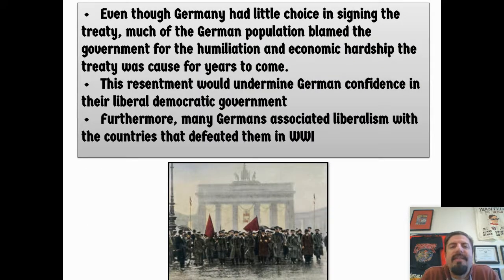Even though Germany had little choice in signing the treaty, much of the German population blamed the government, the Weimar Republic, for the humiliation and economic hardship the treaty was a cause for years to come. This resentment would undermine the confidence in this liberal democratic government. If you think about it, if your government is born out of defeat, it's pretty hard to establish confidence with the people. They're always going to long for the so-called good old days. Furthermore, many Germans associated liberalism with the countries that defeated them in World War I. Well, liberalism is the type of government system that's practiced by the British and the French and the Americans. Why would we want a government system like them?